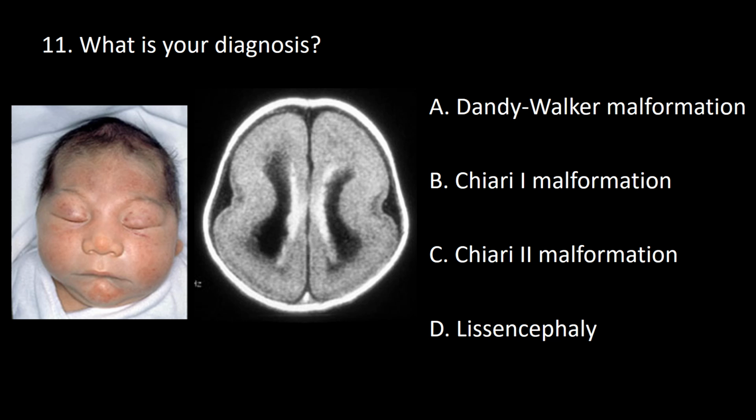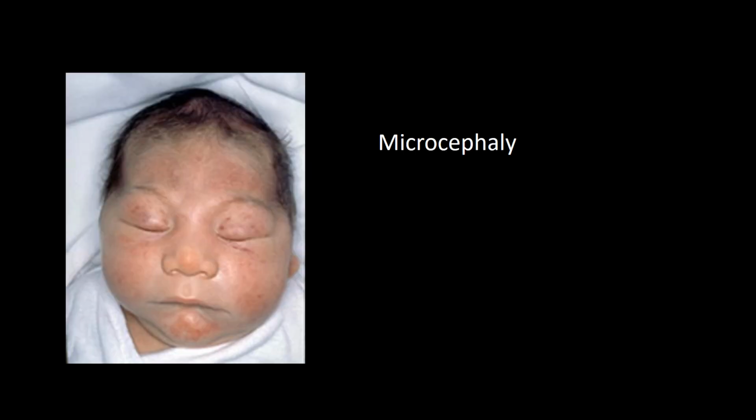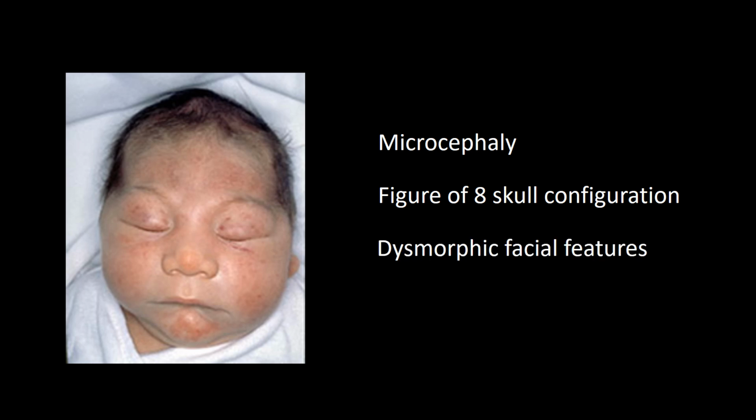Please take a look at these images and choose the best answer. A. Dandy-Walker malformation. B. Chiari 1 malformation. C. Chiari 2 malformation. D. Lissencephaly. The patient is microcephalic. You can tell because the face is wider than the head. When looked at from above, the head shape resembles a number 8 because of the small bitemporal diameter. Facial features are dysmorphic, as you can see in this photograph. These patients usually have seizures and are mentally retarded.